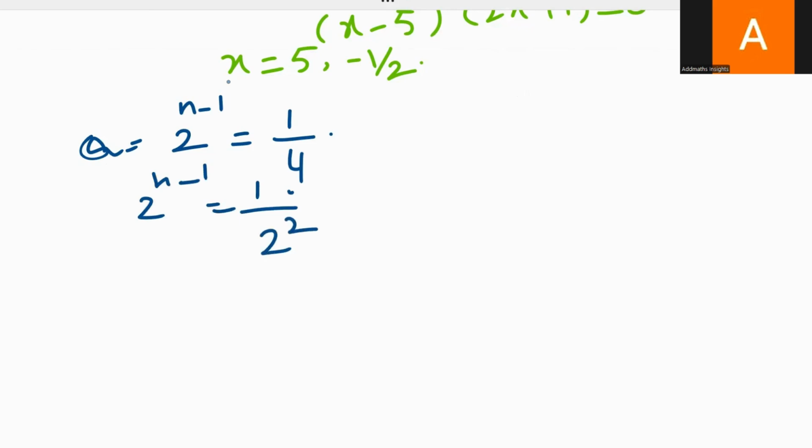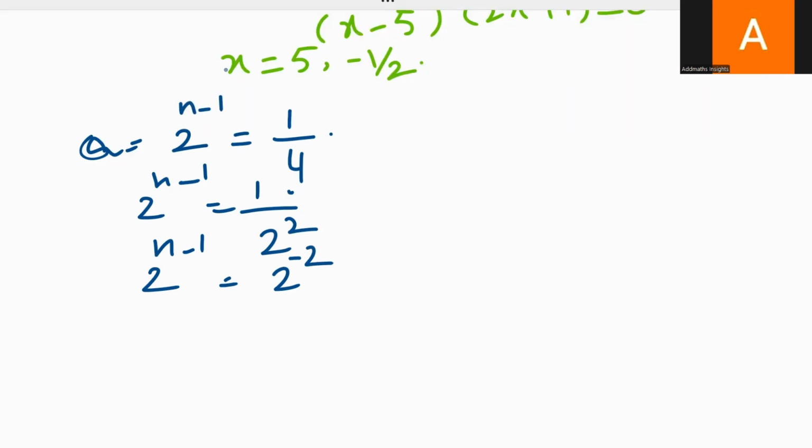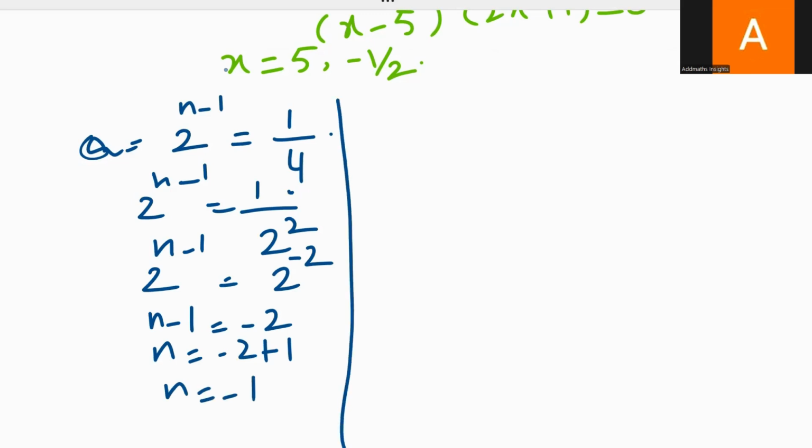And you can take it up and change the exponent sign, 2 raised to the power minus 2. And now you compare both sides because the bases are the same now. So here you can write n minus 1 is equal to minus 2, and you can find the value of n: minus 2 plus 1. So n is minus 1, right?